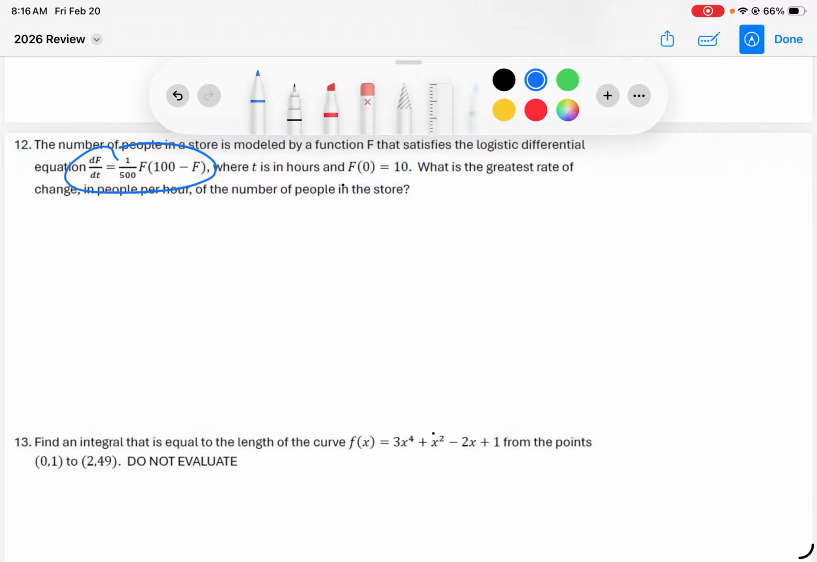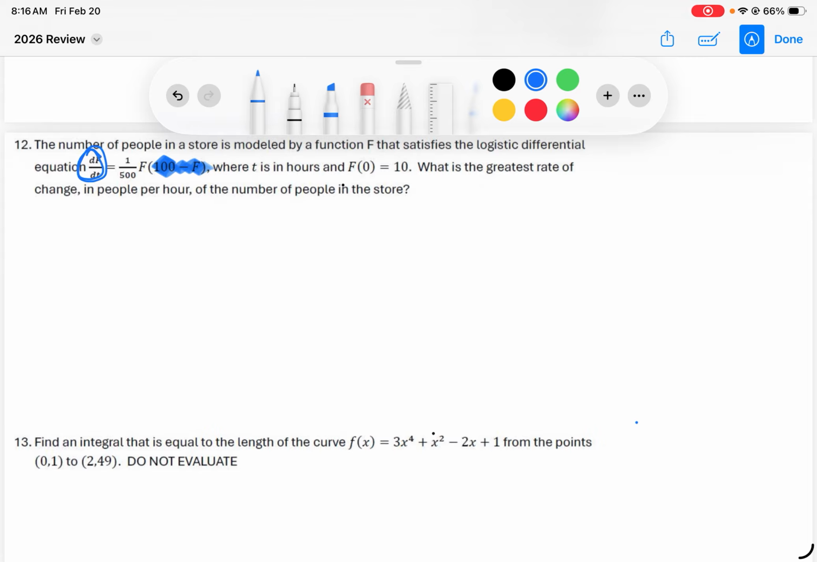Anyways, what is this question even about? Okay, there's an equation. I like it. It's got an f outside the parentheses. If I plug in bigger f's, it gets bigger. And then there's this part inside where if I plug in bigger f's, it gets smaller. As one gets bigger, one gets smaller, and that's how it plays off. Where if I plug in 0 for f, I get 0. What's the greatest rate of change in people per hour of the number of people in the store? All right, so the greatest rate of change in people per hour.